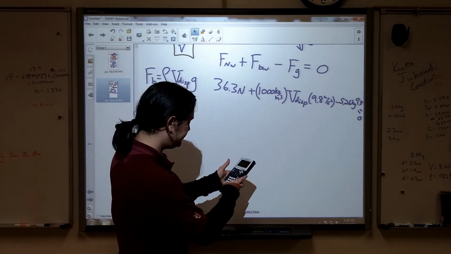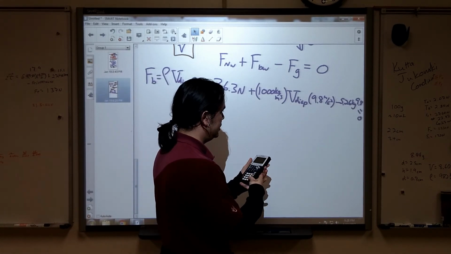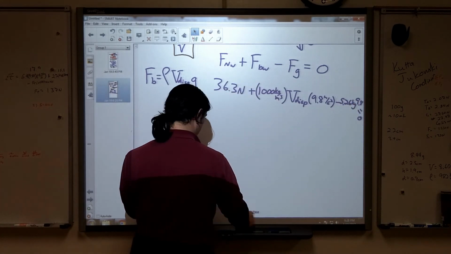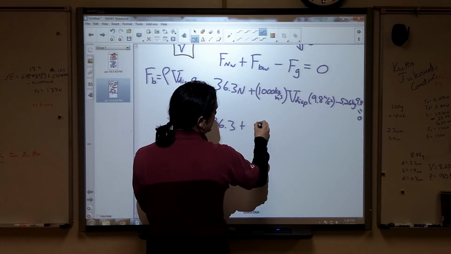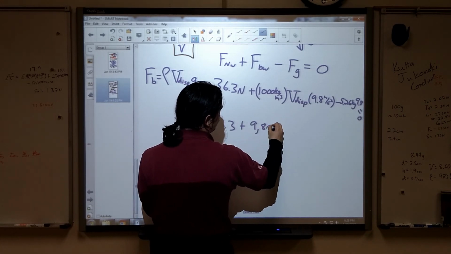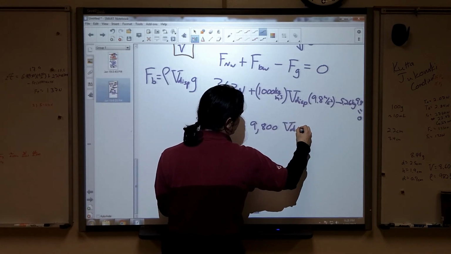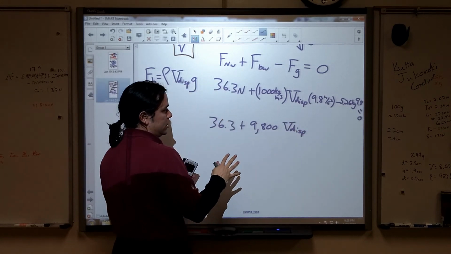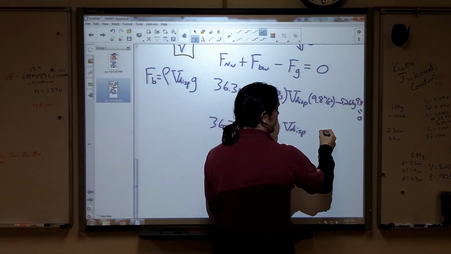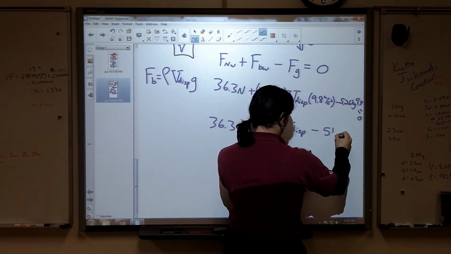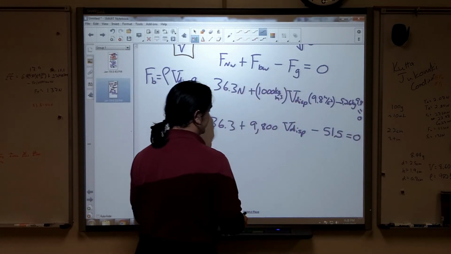So I'm going to take 5.26 times 9.8. That's this one over here, 51.5. So I've got 36.3 newtons plus 9,800. That's 1,000 times 9.81 times my volume displaced. I'm dropping the units on here, but as long as we put SI in, we get SI out. And this will be minus 51.5 newtons over here, and all that's equal to 0.